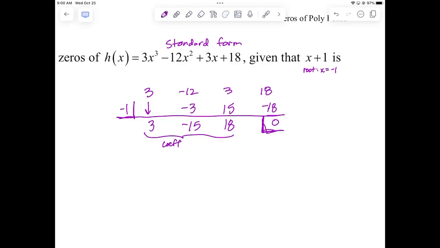Now this right here is the distilled product. These are the coefficients of the quotient. And what's the degree of the quotient? If it started off as an x cubed, it's an x squared. So it's degree 2. So what I'm going to do is I'm just going to focus on that. So I'm going to say, okay, what we have left is 3x squared minus 15x plus 18. And I want to find the remaining zeros. So I'm going to set that quotient equal to 0 and start over like it's a brand new problem.